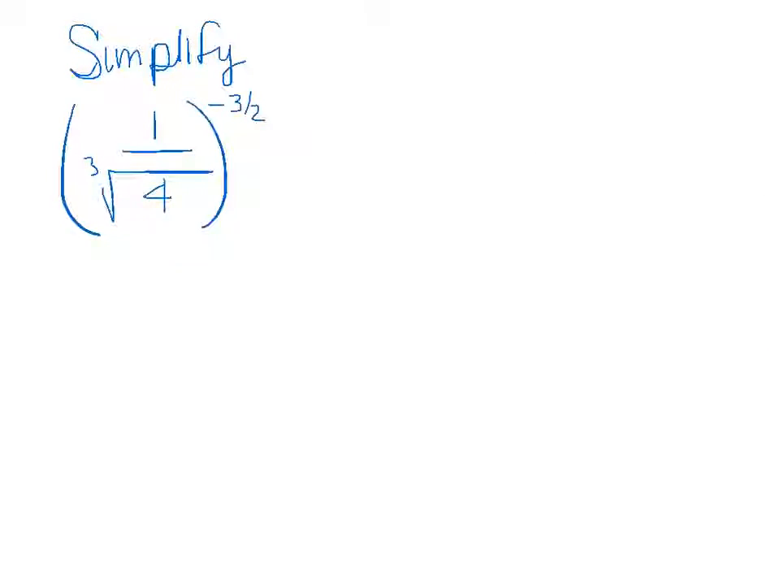Why don't you try this problem? It's got a whole mix of properties of exponents in it. So give it a try. My suggestion would be to do the negative exponent first, and then make sure you change the radical symbol to an exponent as well. So give that a try. I'll be right back.